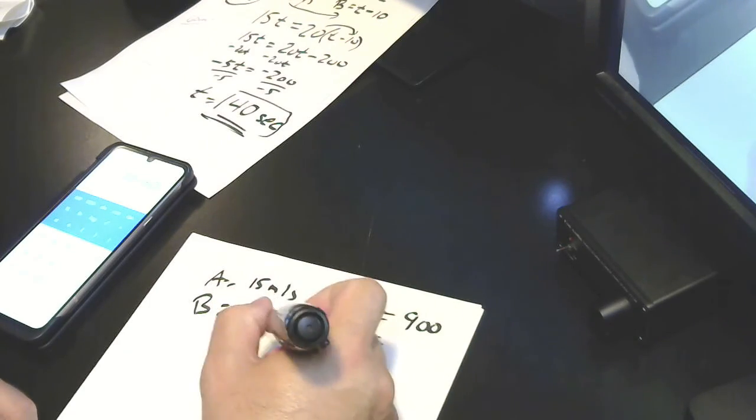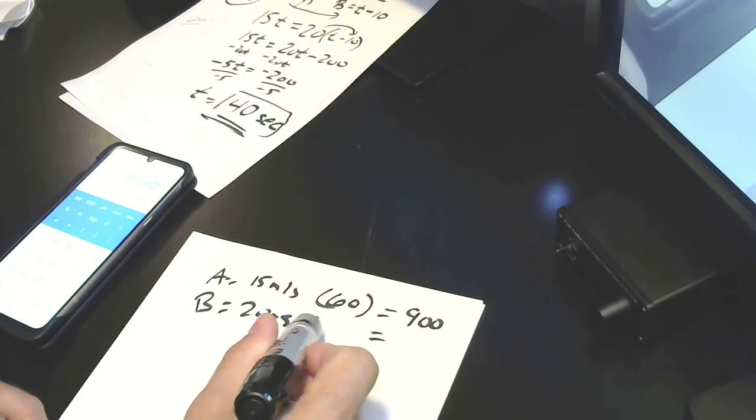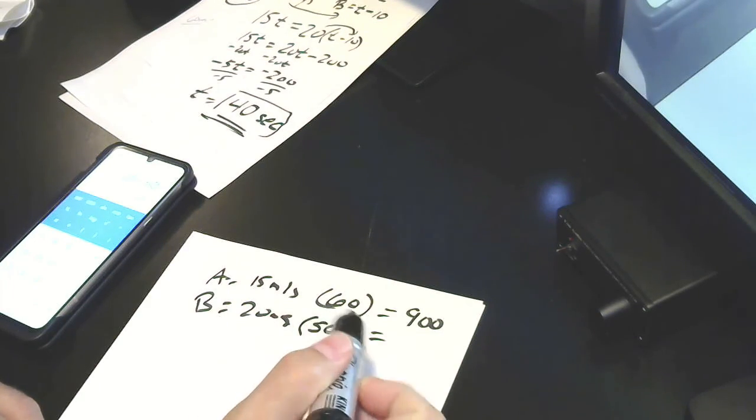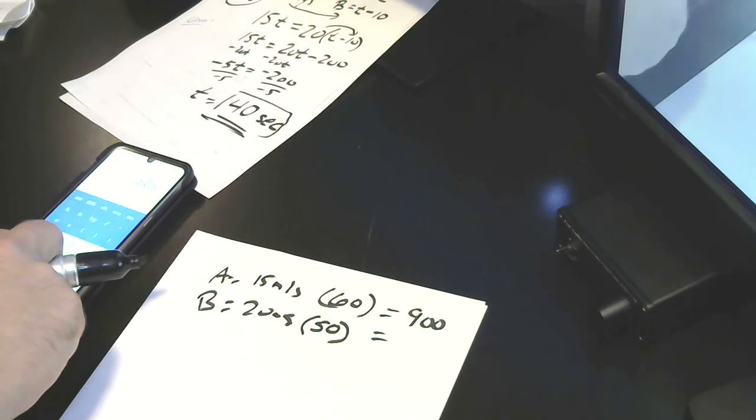And then this one is starting 10 seconds later, right? So it's not 60. It's only going to go for 50 seconds. So that means that we're going to have 50 times 20.